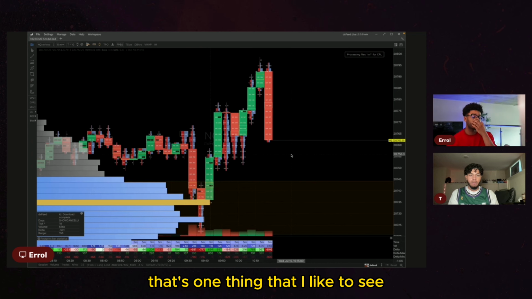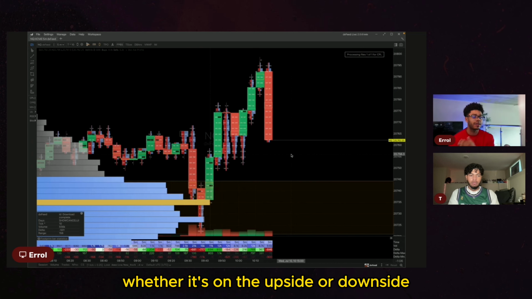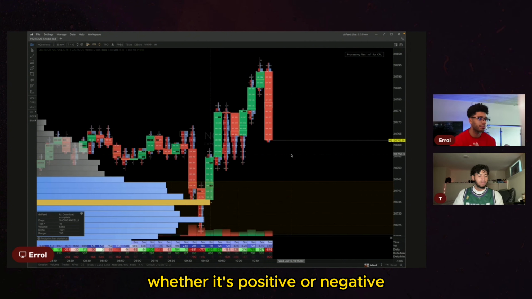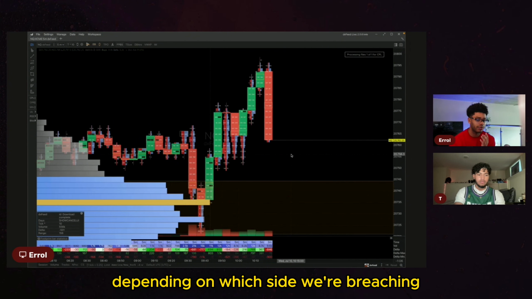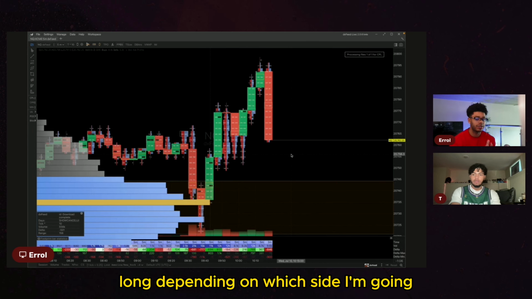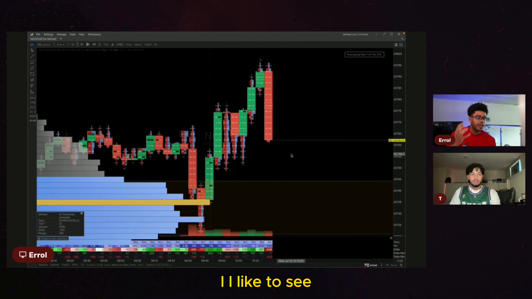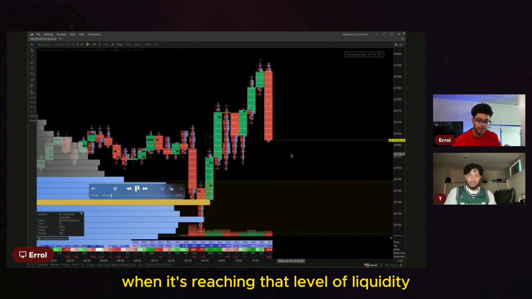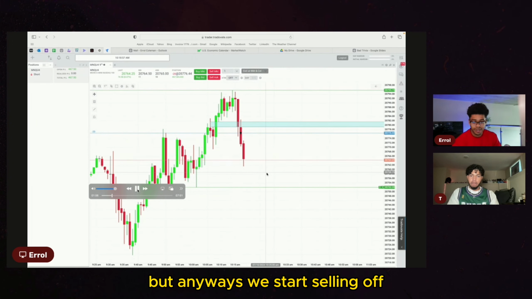So that's one thing that I like to see, whether it's on the upside or downside. I like to see an increase in the delta, whether it's positive or negative, depending on which side we're breaching, to give me a little bit more conviction to get short or long, depending on which side I'm going. I like to see a lot of buyers or sellers getting in there when it's breaching that level of liquidity. But anyways, we start selling off.